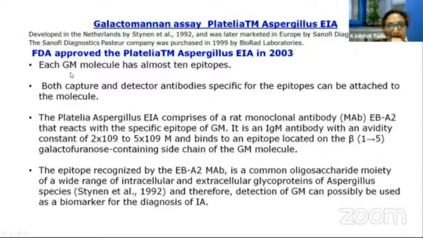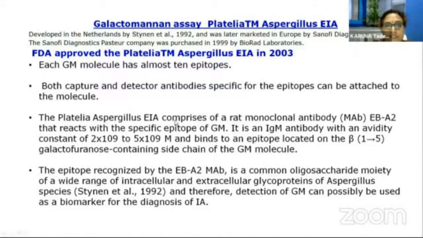So this is the galactomannan antigen assay, which we can consider a cell wall marker detection rather than purely an antigen. Each galactomannan molecule has 10 epitopes. Both capture and detector antibodies specific for epitopes can be attached to the molecule.